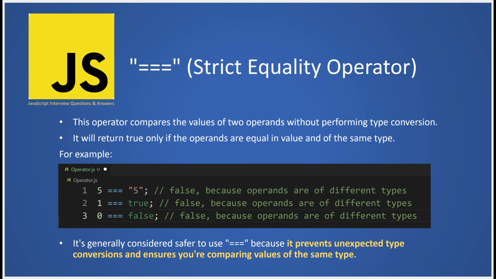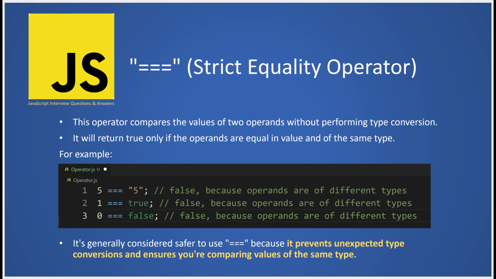Now let's shift gears and look at the === operator. This one is the strict equality operator. It's like the straight A student who sticks to the rules. Compare 5 and "5" using === and it will return false. Why? Because they're not of the same type.